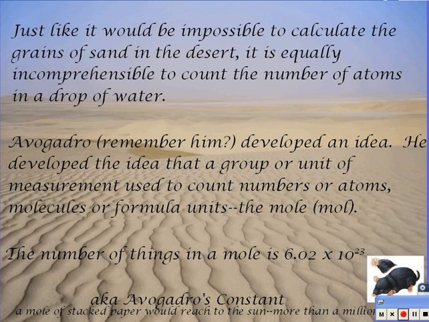It's impossible to comprehend the number of grains of sand in the desert, and we're not going to be able to count the number of atoms in a drop of water either. Avogadro developed the idea of a group or unit of measurement used to count the number of atoms, and he called that a mole, M-O-L-E. It's abbreviated mol. A mole stands for 6.02 times 10 to the 23rd, and that's Avogadro's constant. A mole is basically like saying a dozen, meaning 12; a mole means 6.02 times 10 to the 23rd.